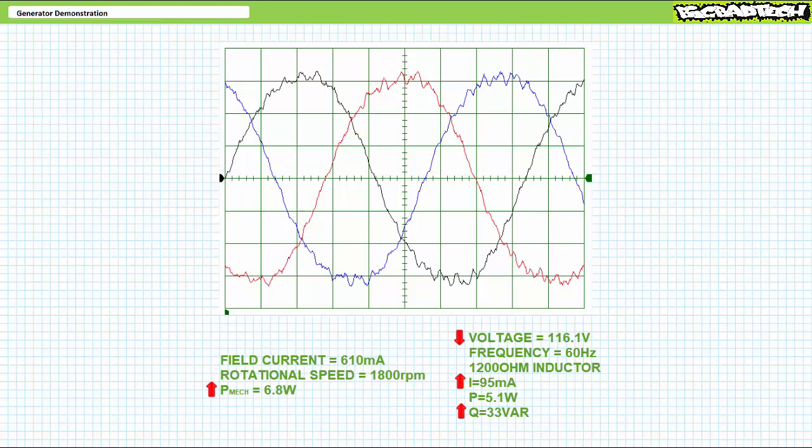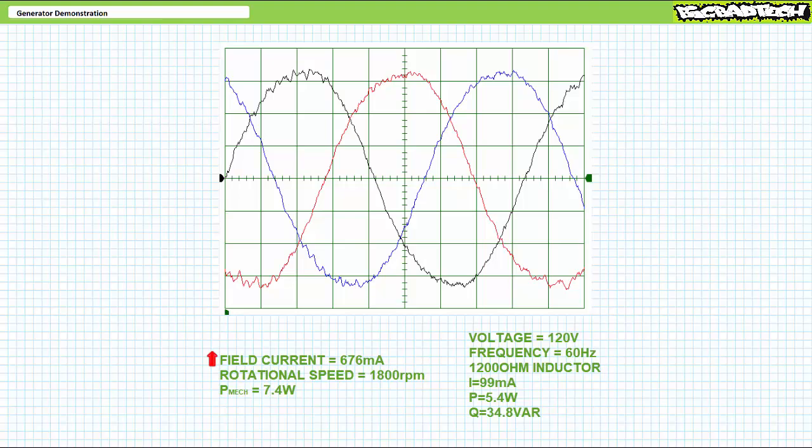A quick solution to this disturbance is to increase field current. At roughly 676 milliamperes of field current, voltage magnitude stabilizes at the desired 120 volts. This stable state won't last for long because electrical demand is an ever-changing target.